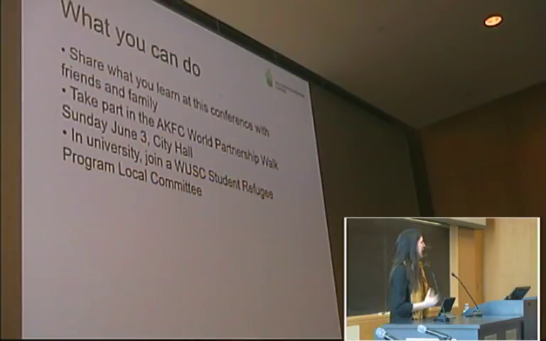We also have an Aga Khan Foundation Canada World Partnership Walk coming up. So it is in June. It's a 5-kilometer walk. You can raise awareness about some of the issues you've heard at this conference. You can raise funds. You can join the walk. And finally, once you head into university, you could consider joining the student refugee program that had such an impact on my own life. So I'm happy to take questions now, or please come and find me.